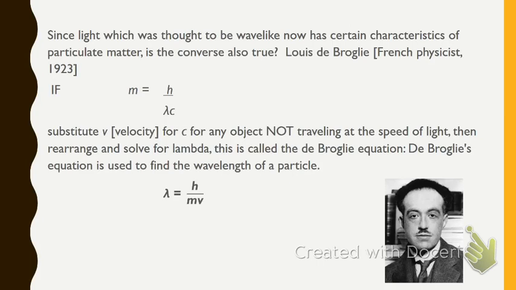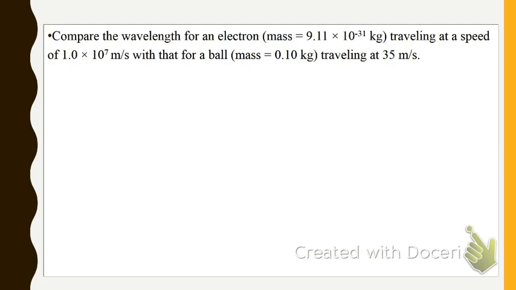So here we have some mass involved, and we're going to do that in this exercise. We're going to compare the wavelength of an electron, given its mass and traveling at this particular speed, with that of a ball, which is much heavier and traveling much slower. So we're going to do those comparisons. Let's call that wavelength E for electron.